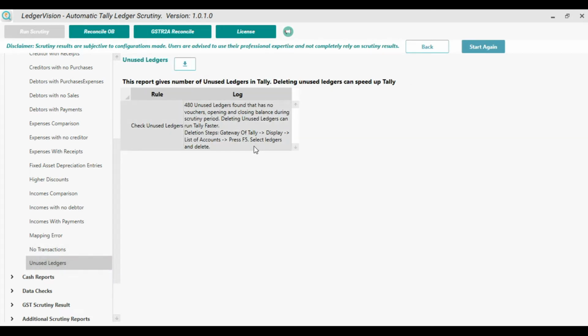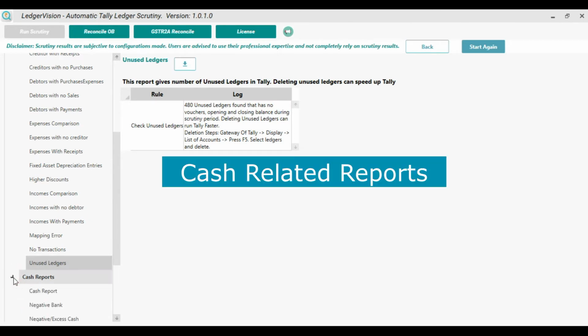If you want to delete the unused ledgers from Tally, this is the shortcut. You have to go to Gateway of Tally to display, then list of accounts, then you have to press F5 and select ledgers and delete, and whatever selected ledgers will be deleted. Next report is cash reports.